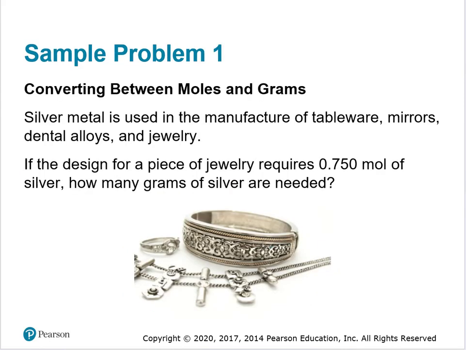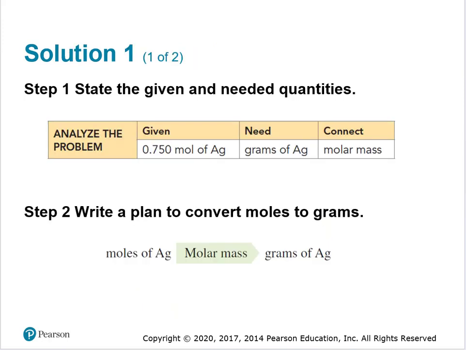Let's look at a sample problem. Silver is used in the manufacture of tableware, mirrors, dental alloys, and jewelry. If the design for a piece of jewelry requires 0.750 moles of silver, how many grams of silver are needed? Well, we need to start with what I'm given. I'm given moles of silver. I want grams. So we've got to set it up.